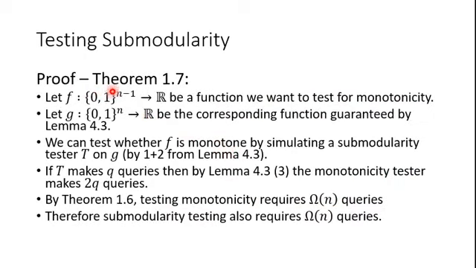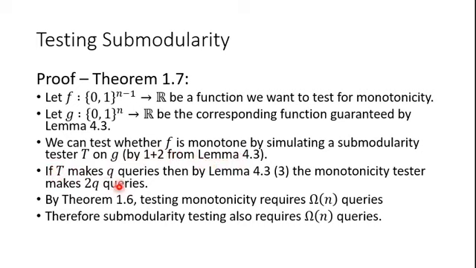So the proof for theorem 1.7 is actually very simple. We will take a function f from {0,1}^(n-1) to the real numbers to be a function that we want to test for monotonicity. And we will define g from {0,1}^n to the real numbers to be the corresponding function guaranteed by lemma 4.3. So in order to test f for monotonicity, we can simulate a submodularity test t on g. And why is that? This is by 1 and 2 that we just saw in lemma 4.3.